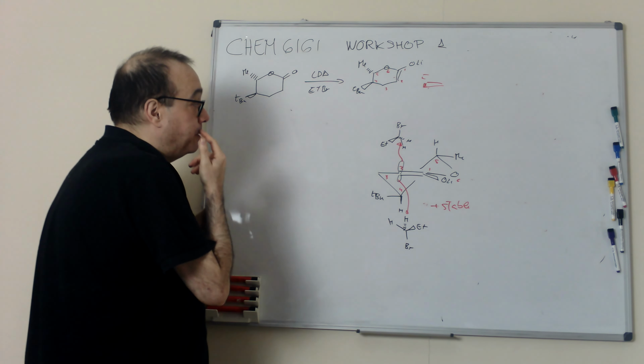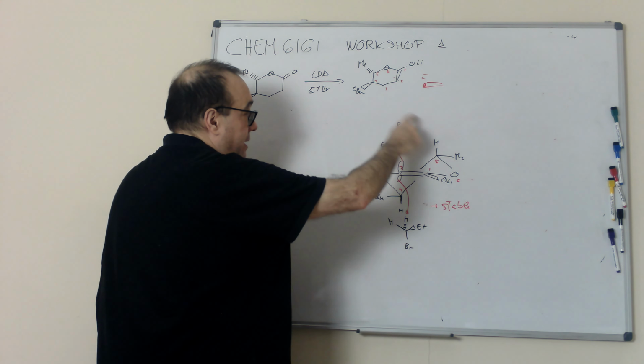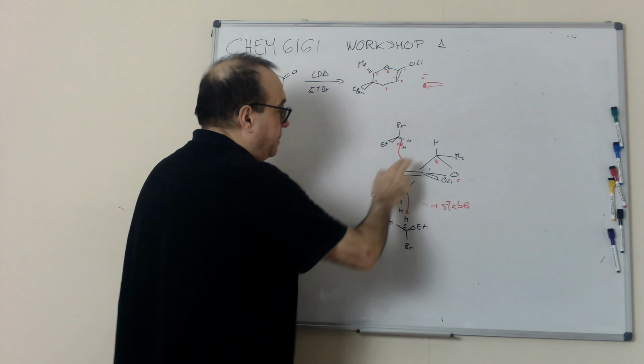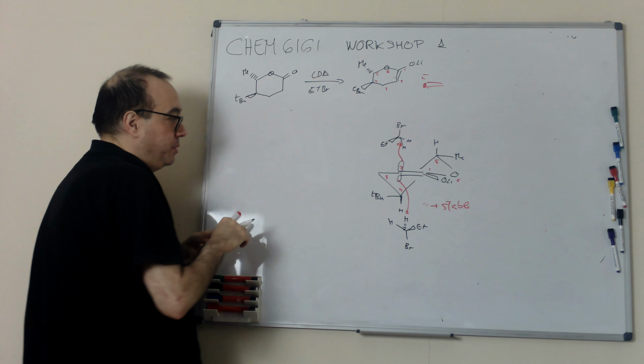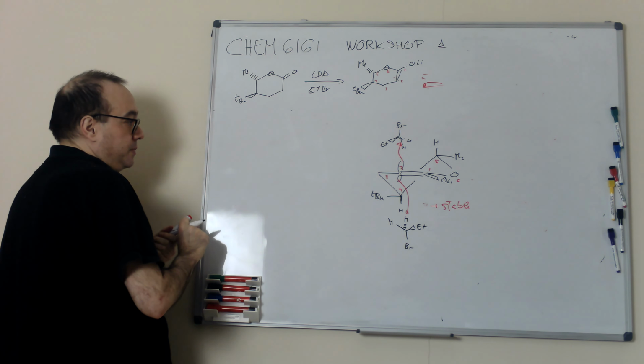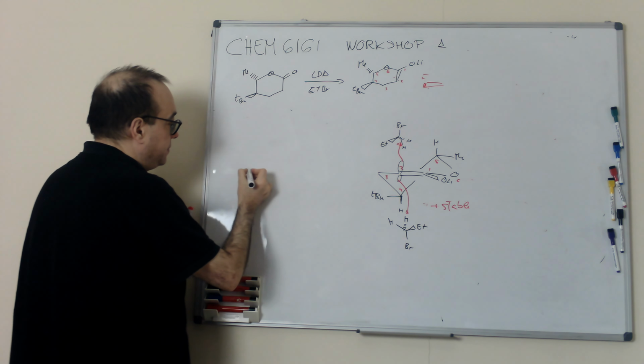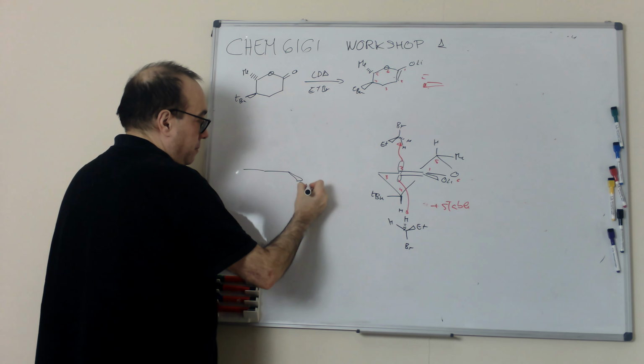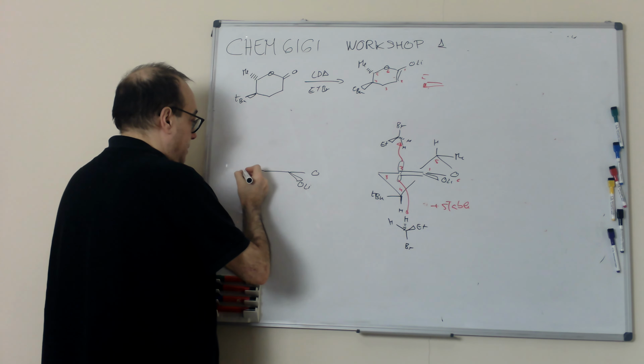And now I analyze both trajectories. This one looks quite clean, but this one, when it's approaching, is crashing with this substituent. That means that this will be the preferred approach. That means that we will have very bad gauche.